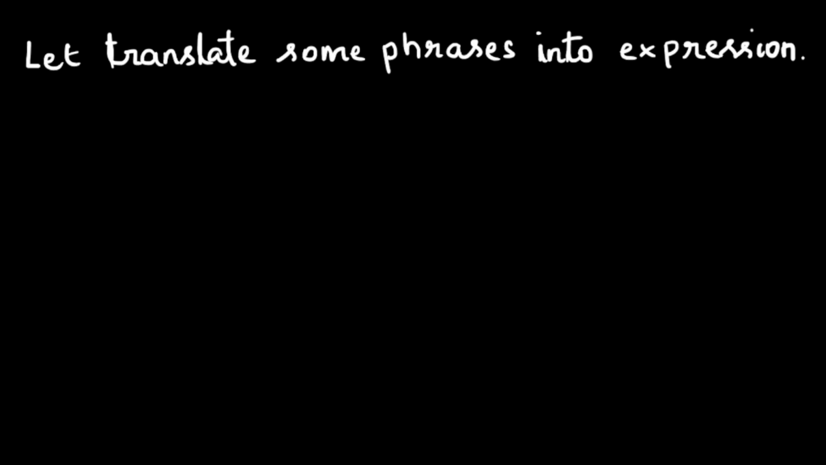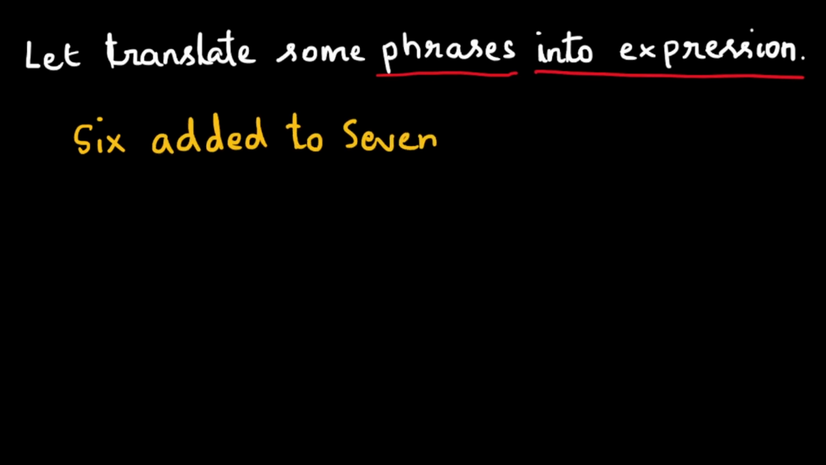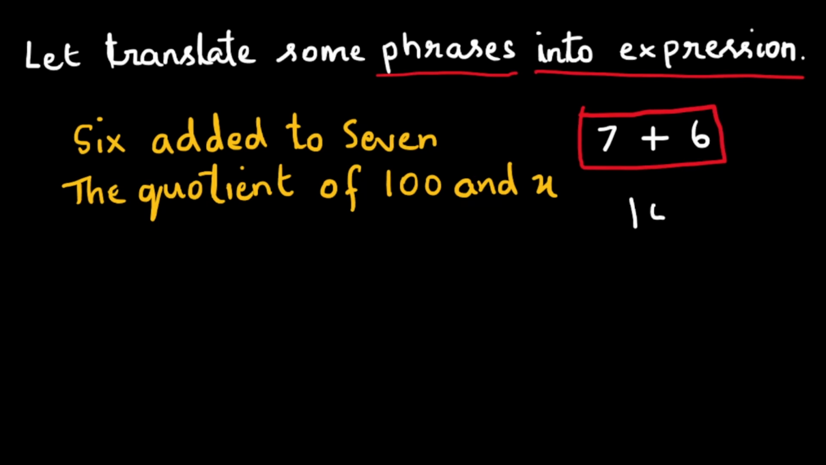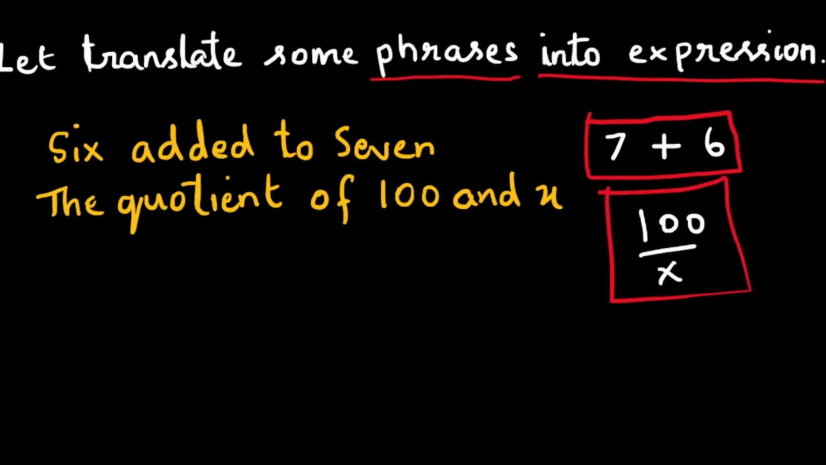Let us translate some phrases to expressions: 6 added to 7, the quotient of 100 and x. The first phrase asks to add 6 to the number 7, and so the expression is 7 plus 6. The second phrase asks to divide 100 by x. This is an algebraic expression. It is 100 by x.